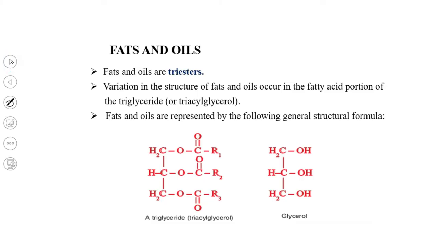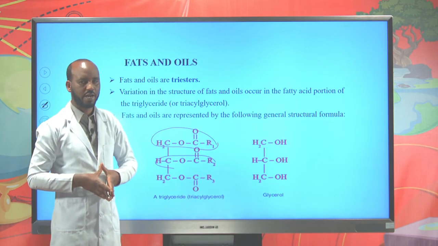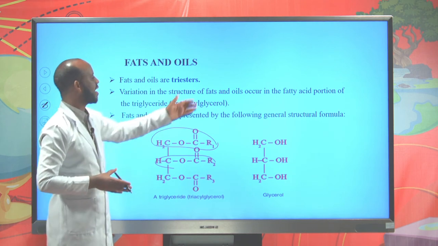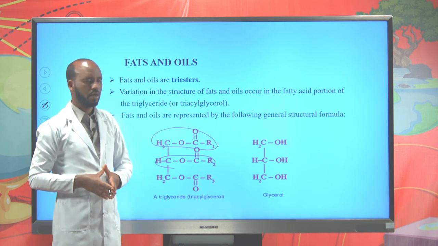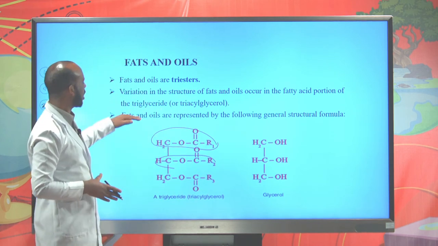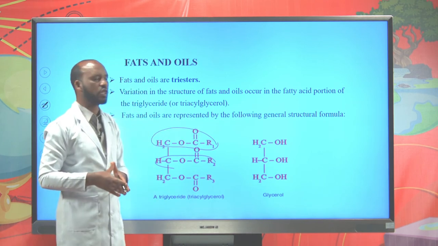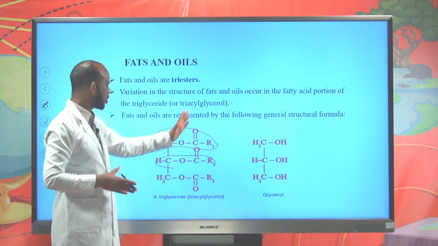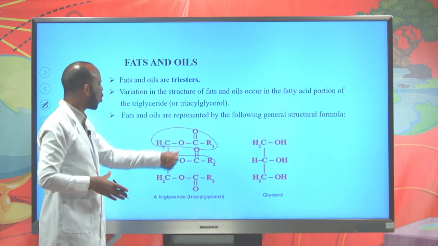Fats and oils. Fats and oils are triesters. They are triesters, you see? Tri, three esters. Variation in the structure of fats and oils occurs in the fatty acid portion of the triglyceride or triacylglycerol. Yes. The variation between fats and oils is in the fatty acid portion. Fats and oils are represented by the following general structural formula. This general structural formula represents fat or oil.